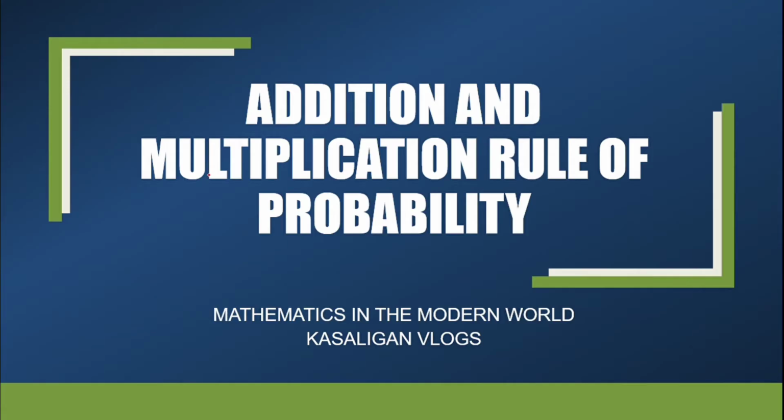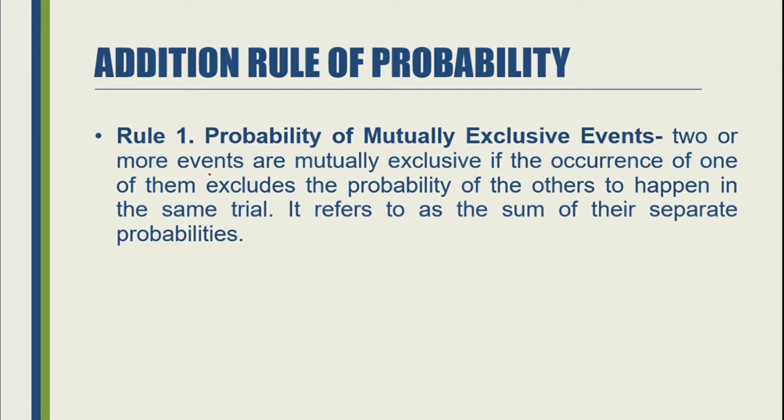Today we will be talking about the addition and multiplication rule of probability, and this is Mathematics in the Modern World. So let us define the addition rule of probability. There are two rules in addition of probability. The first is Rule 1, probability of mutually exclusive events.